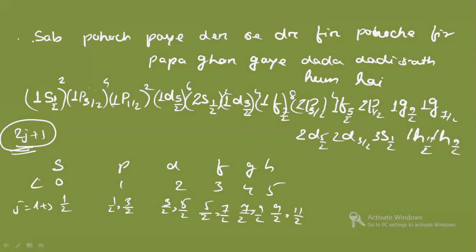So I'm repeating once again. This is सब पहुंच पाए देर से डॉक्टर फिर पहुंचे फिर पापा घर गए दादा दादी साथ हम है. Alright, so this is how you can remember.